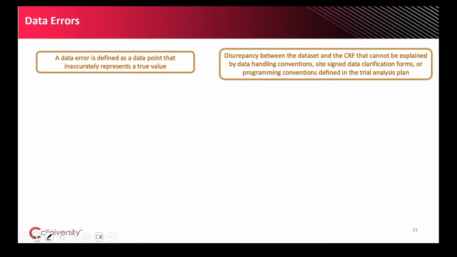So what are data errors? Since we've been talking so much about concentrating our efforts on data errors, a data error is defined as a data point which is not giving me the right value. The data point has an incorrectly represented value.